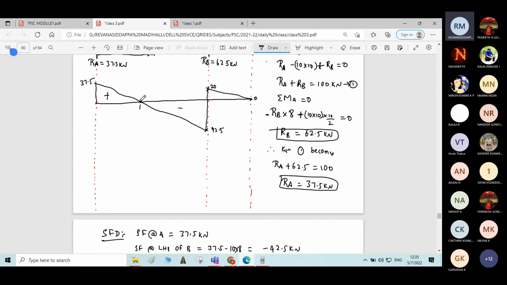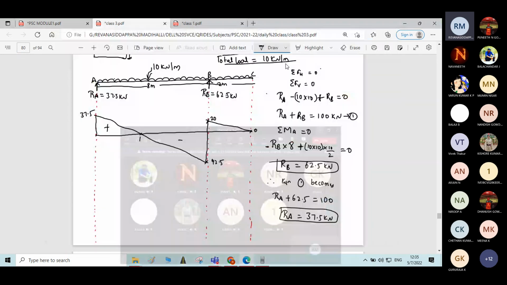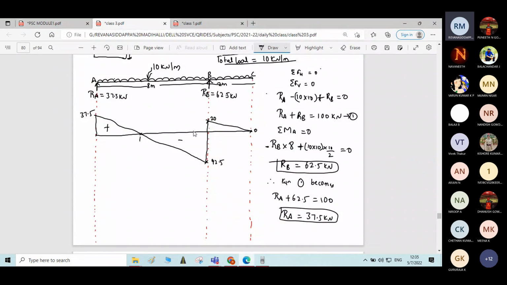Therefore, at this point also, while finding the bending moment, we have to find the bending moment. We don't know the distance of this point where shear force is 0 from the left support, correct? So let us assume that distance as x. Now, if this is x, overall distance from A to B is 8 meter. Thus, this distance becomes 8 minus x.